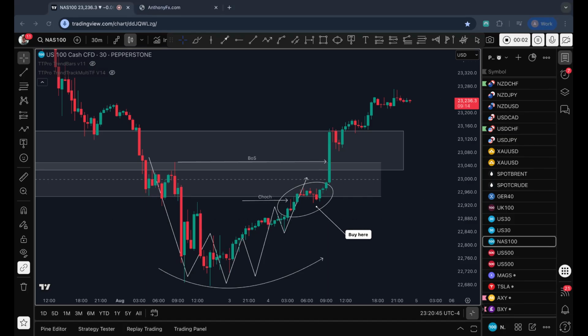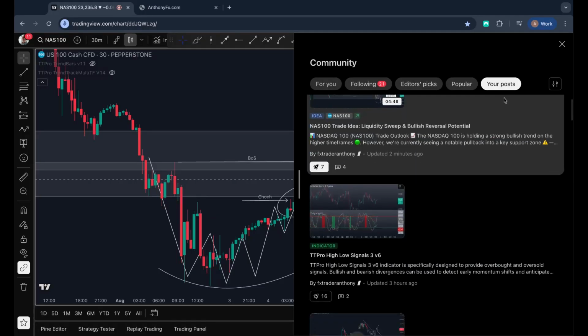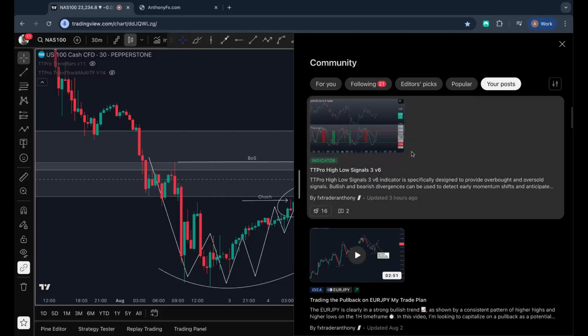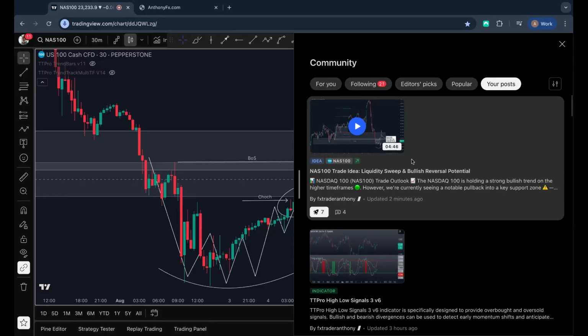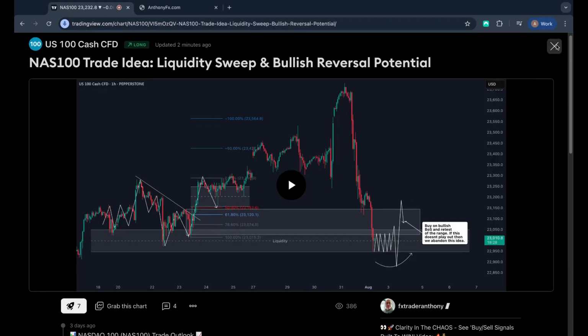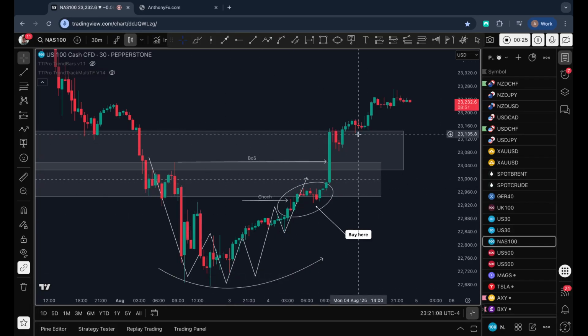Traders, I posted this into my TradingView ideas. Where was it? Looking at the NAS here, this one. That was the idea. I was looking for this to range a little bit and then break structure. As it turned out, we got it. And yeah, if you caught that, well done.